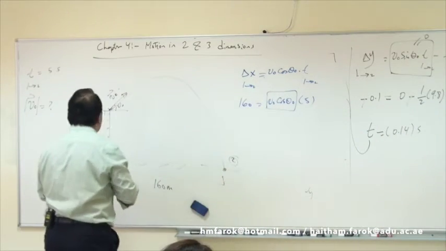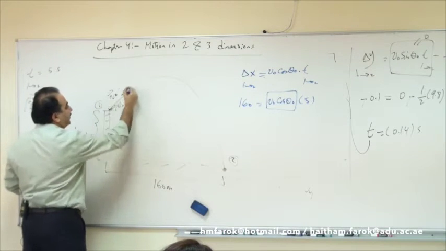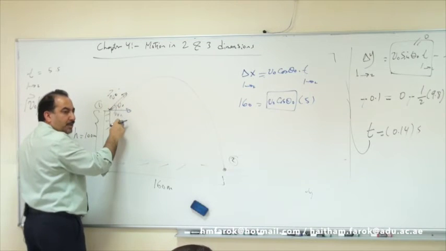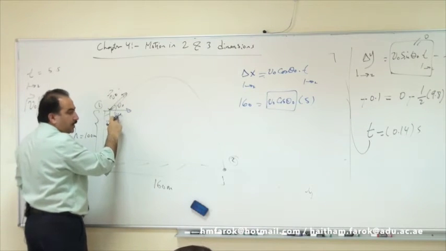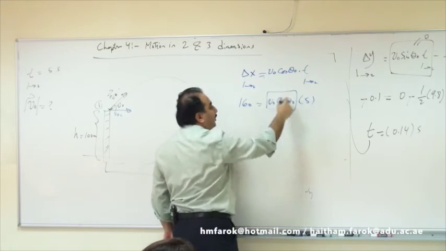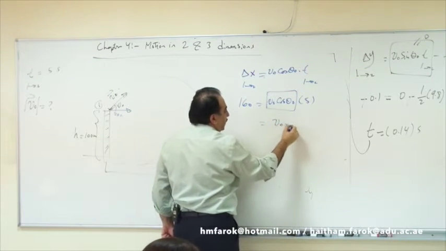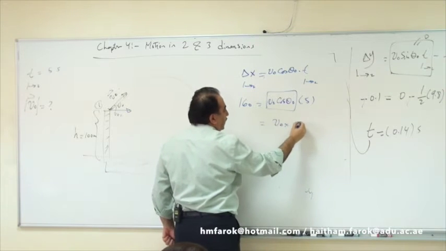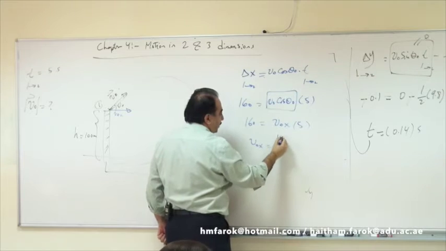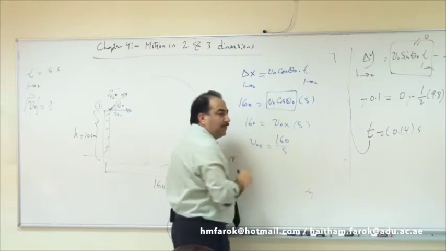Why? Because V naught, cosine theta naught is V naught x. Where is V naught x here? It means if this is V naught, this is V naught x. The component horizontal, V naught x. And this is equal to V naught cosine theta. So think of this as V naught x only. And then 160 over 5. It gives you V naught x.